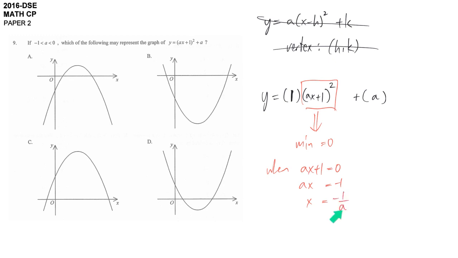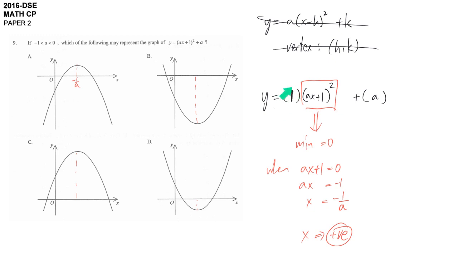And we want to know whether that is on the left-hand side or right-hand side, so we consider the range of a. a is negative. Negative divided by negative will give you a positive value of x. Oh, but look here. For the vertex, we are talking about negative 1 over a. The vertex is on the right-hand side of our origin, so it does not help us sort out any answer here. Then we look at another part.